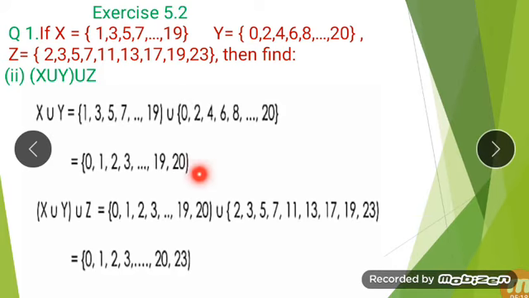Now we are going to take the union of this set with Z. So X union Y, this set is written, then the union sign, then this is set Z. Set Z contains prime numbers. So if we combine all the numbers with prime numbers, of course all the numbers till 19 will also be in this set. So from 0 till 20 from this set, and 23 is in this set, so we are not going to ignore it as we are taking the union. So we'll write 23 also here. This is the answer.